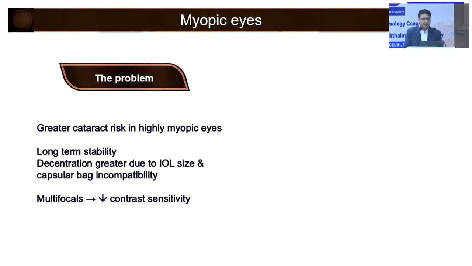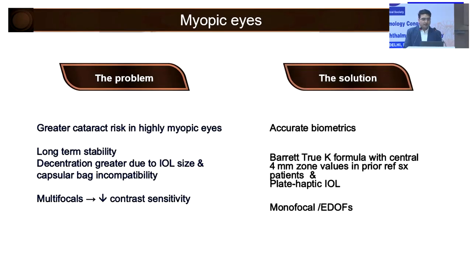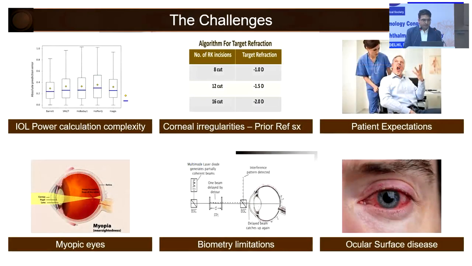Myopic eyes come with their own set of problems, like a greater risk of cataract and long-term stability issues due to greater decentration, and multifocals are not really indicated because they decrease contrast sensitivity. The solution is accurate biometrics, the Barrett True-K formula with the central 4 millimeter zone in prior refractive surgery patients, plate haptic IOLs are much preferred in high myopic patients, and monofocals or read-offs.